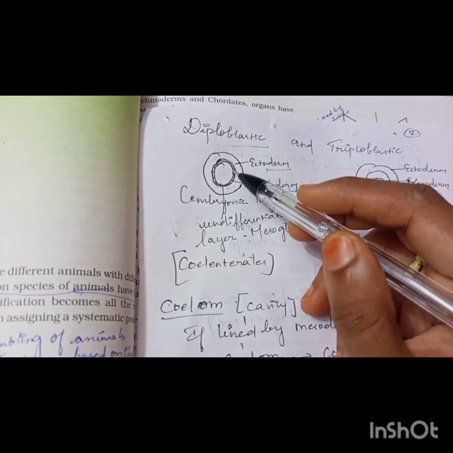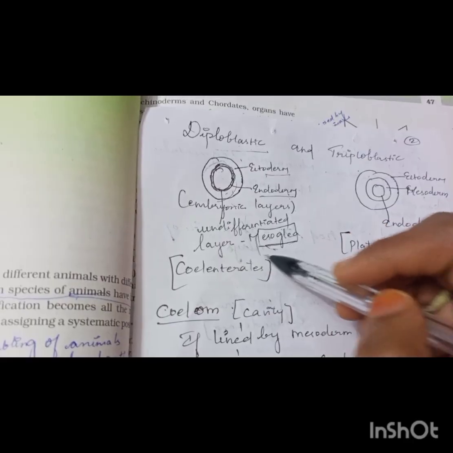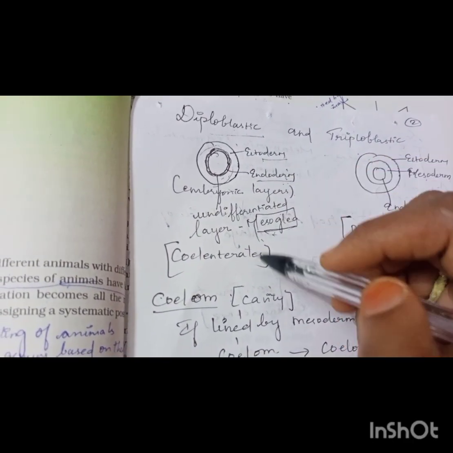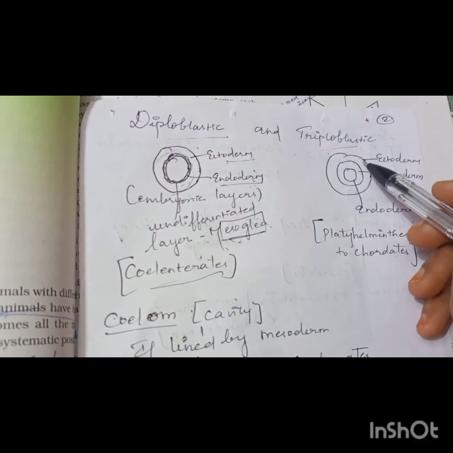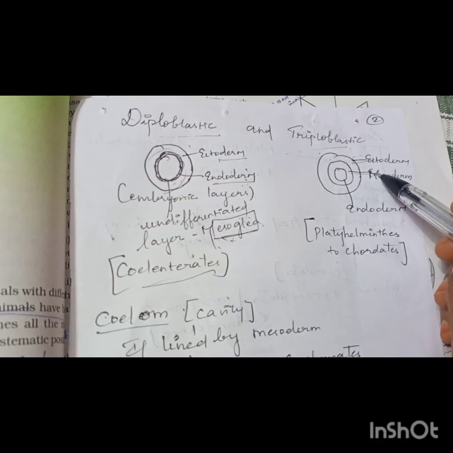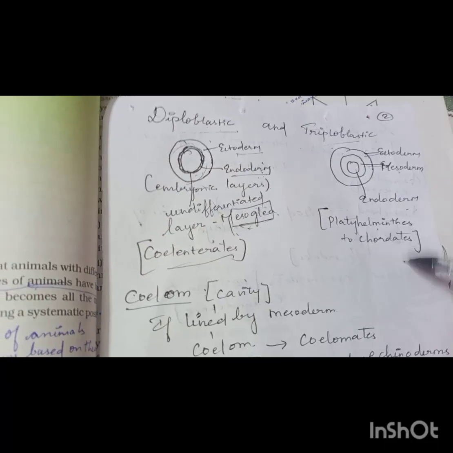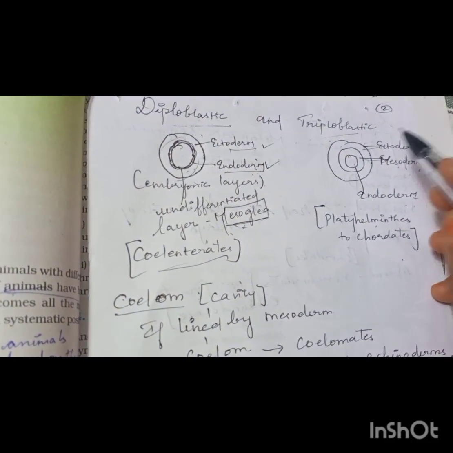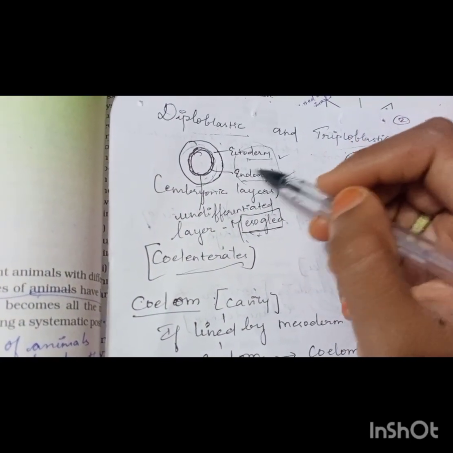In between this ectoderm and endoderm, an undifferentiated mass of cells called mesoglea will be present. So this is known as diploblastic. Only an ectoderm and endoderm will be present. Example, coelenterates. Triploblastic, three layers will be present in the embryonic development. One is ectoderm, center mesoderm, and inner endoderm. Example, platyhelminthes to chordates. So if only ectoderm, endoderm is present, it is diploblastic. Ectoderm, mesoderm, endoderm is present, it is triploblastic. In the case of diploblastic, ectoderm and endoderm are separated by an undifferentiated layer known as mesoglea.